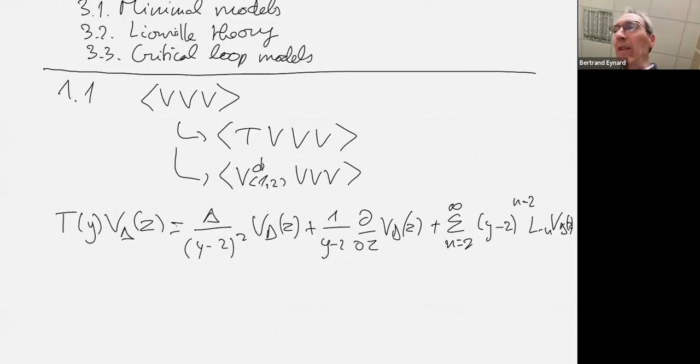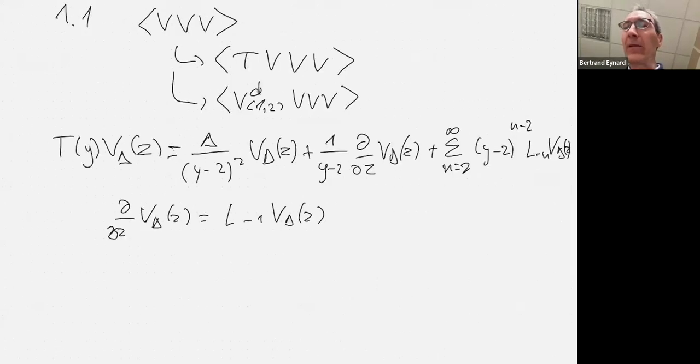And in fact, all these terms can be understood in terms of the L_n, the modes of this energy momentum tensor T, which generate the Virasoro algebra. In particular, the first order pole is d/dz V, which is the same as L_{-1} V_delta(z). Well, in fact, that's true for any field, not just for a primary field. And the second order pole is L_0 acting on V_delta(z), which for a primary field is delta times V_delta(z).